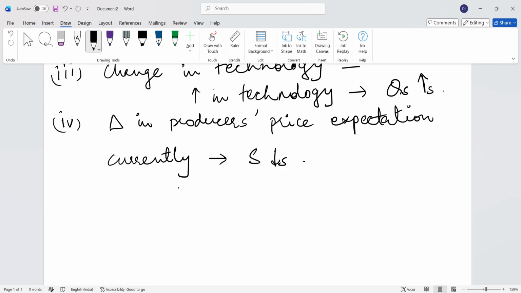And vice versa. If a lower price is expected in the future, then obviously the sales will increase currently. The supply in the market for that product will increase currently. All right.